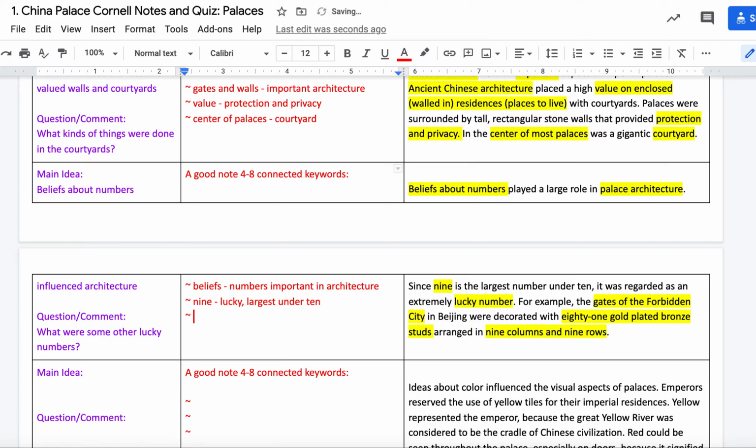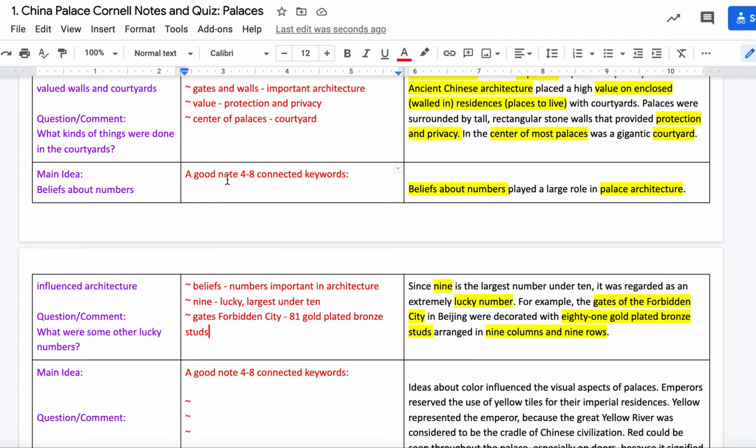And then we want to talk about those gates of the Forbidden City. Had 81 gold-plated bronze studs. Now I want to check that note because it's got a lot of words in it. 1, 2, 3, 4, 5, 6, 7, 8.